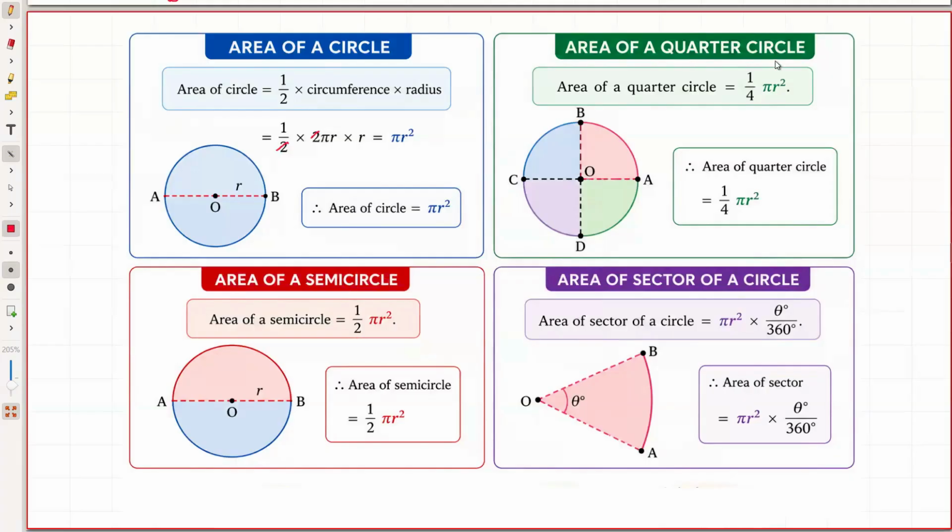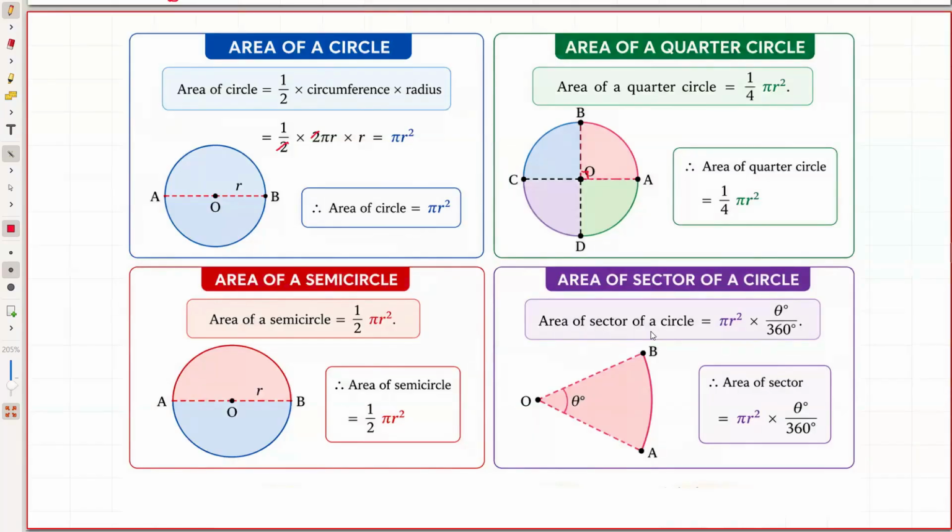Next, area of quarter circle. Quarter circle means only this portion. The circle is divided into 4 quarters of equal area, so this is one of the quarters. If you take one quarter, each quarter angle forms 90 degrees, or we can say 1/4 of pi r square. Area of the quarter circle is 1/4 into pi r square. Area of semicircle is equal to half into pi r square, or pi r square by 2.